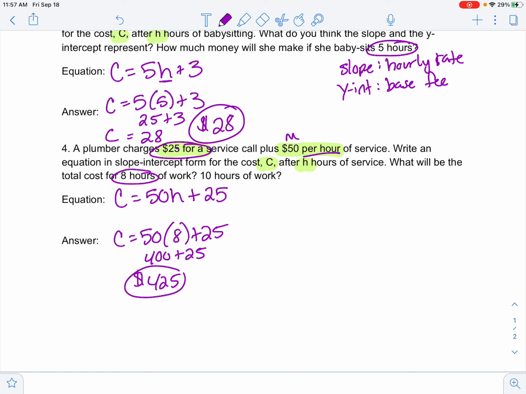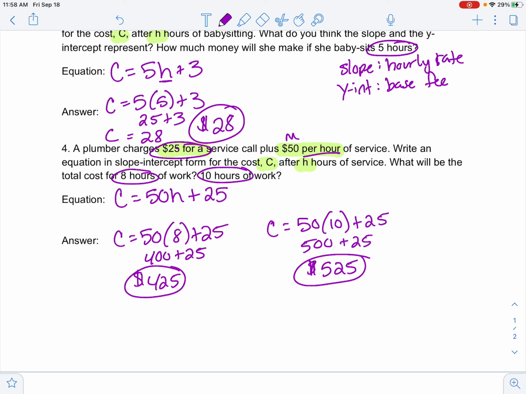I want you to pause the video and figure out how much it would be for 10 hours of work. So for 10 hours of work, we would do 50 times 10 plus 25. That would give us 500 plus 25. So it would be $525 for 10 hours of work.